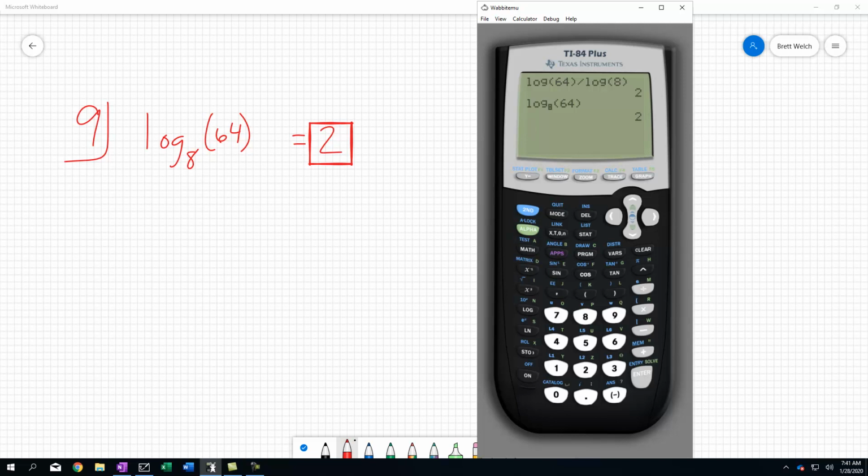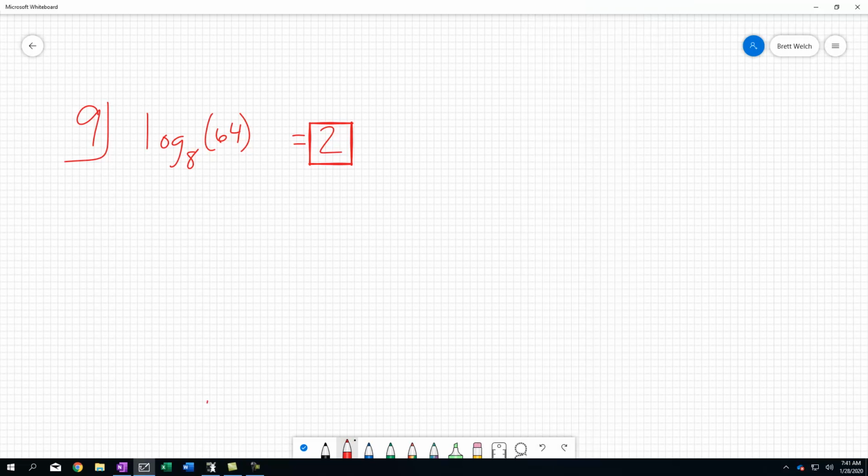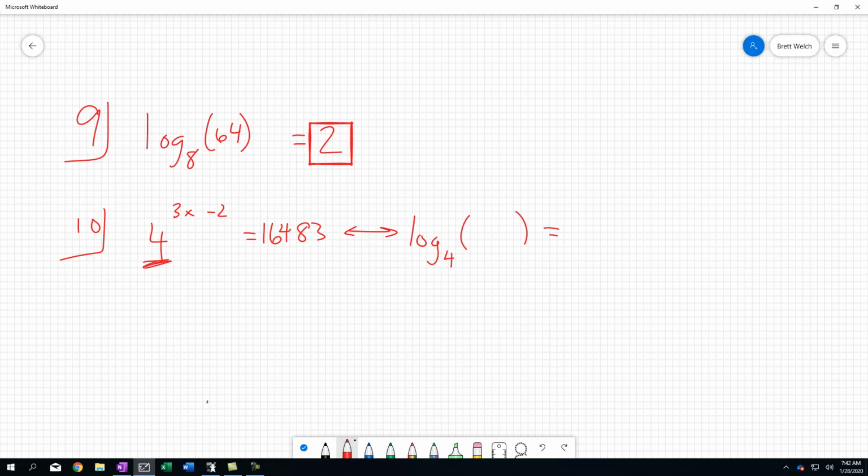Now 10, 11, and 12 all require a little bit more work. So if we look at number 10, we have 4 to the 3x minus 2 equals 16,483. And we want to solve for x. Now, this is an exponential. Traditionally, to solve an exponential, we want to go to log form. That's the same thing that we did on the previous page with 5 and 6. So this would be a log with a base of 4, right? There's our base. The logarithm always equals the exponent, so that exponent belongs on the other side, 3x minus 2, and the thing that we haven't used drops into the parentheses, 16,483.